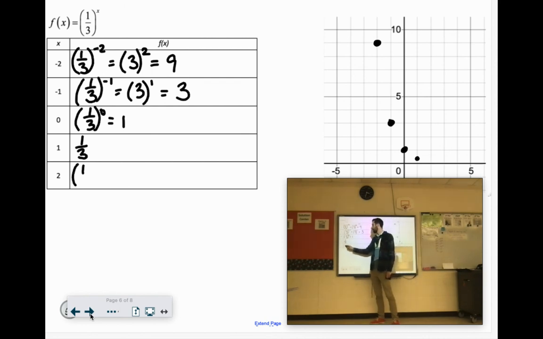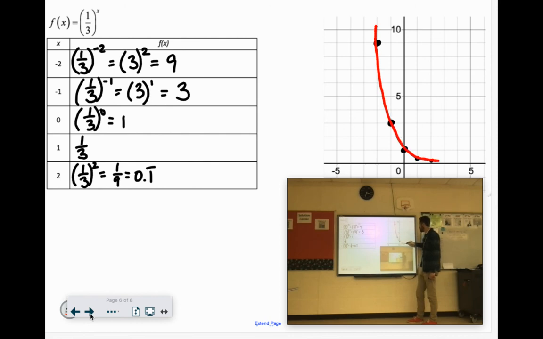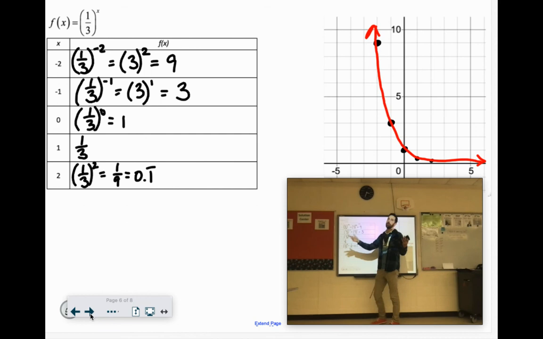And then we have to square it. 1 squared is 1, 3 squared is 9. 1/9 is like 0.1 repeating. So we'll go to 2, 0.1 repeating, is about there. Look at us with our exponential decay. It'll approach that x-axis, but in theory it would never hit it. Now my line got a little wonky right there on the right, but it's okay. We're showing it's never supposed to hit that asymptote there.